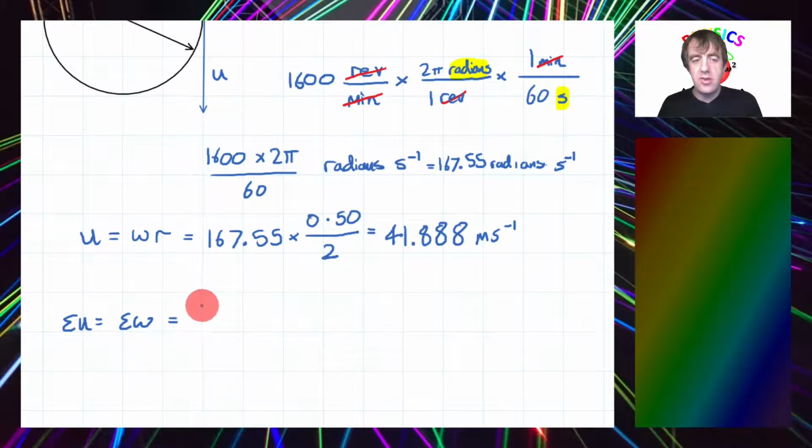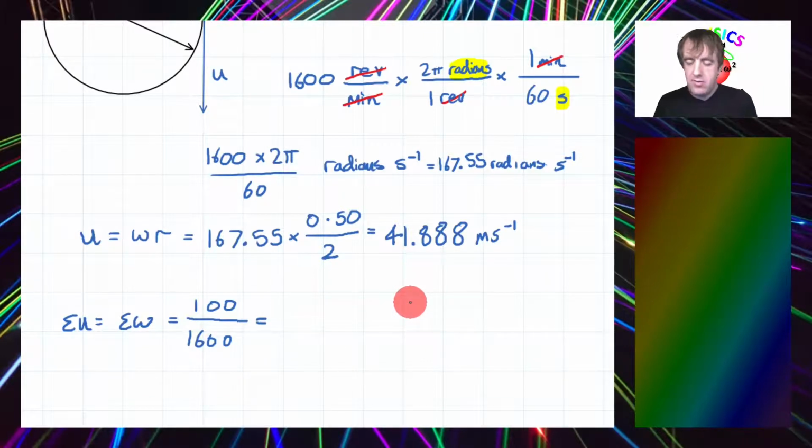Now, the relative uncertainty in omega is the absolute uncertainty in omega, which is 100 revolutions per minute, divided by the mean value, which is 1,600 revolutions per minute. That gives you a relative error of 0.0625 or a percentage error of 6.25%.